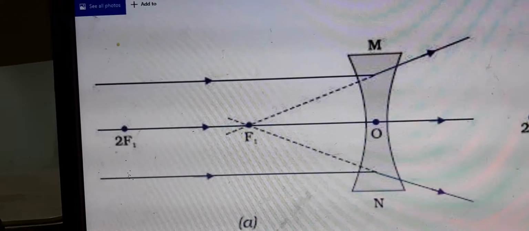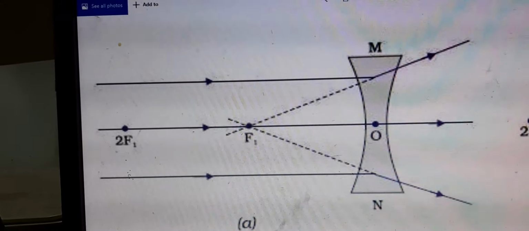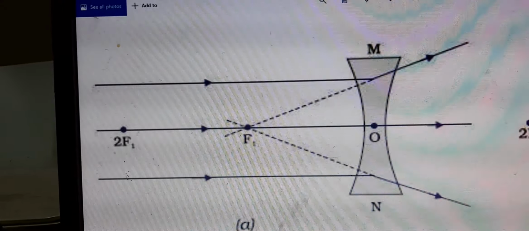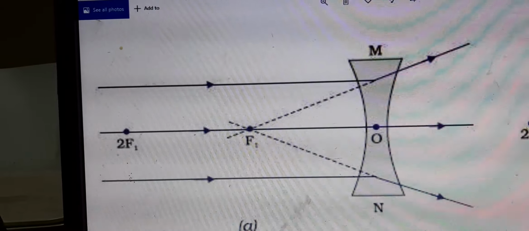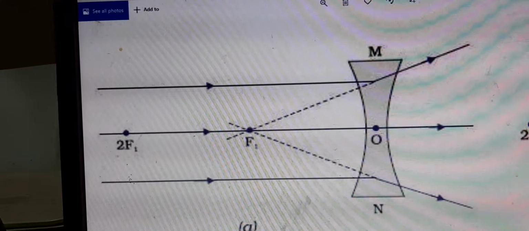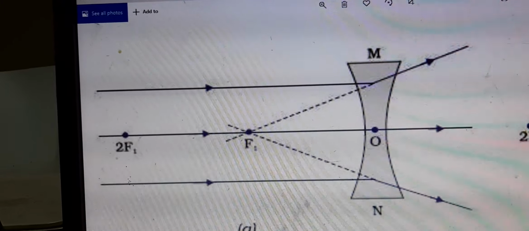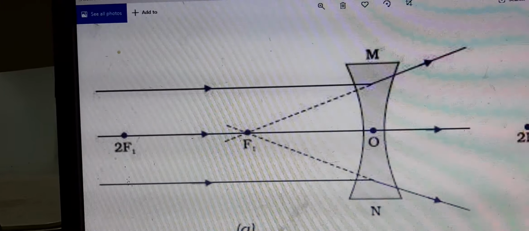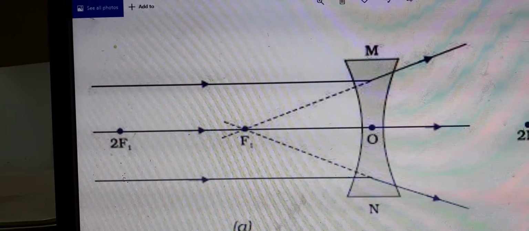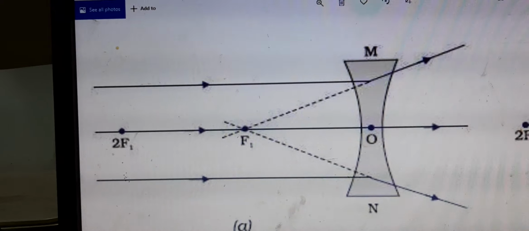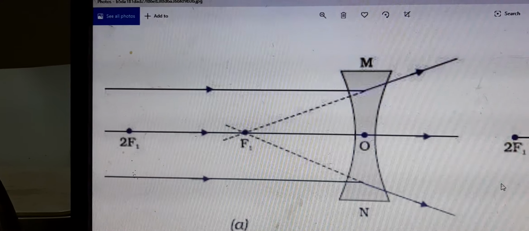If you are asked to define the focus also, you will draw this diagram for the concave lens. So the focus is a point from where all the rays which are parallel to the principal axis appear to diverge. All the rays are appearing to diverge from the focus. So this is the focus of a concave lens. Now let us see the next diagram.